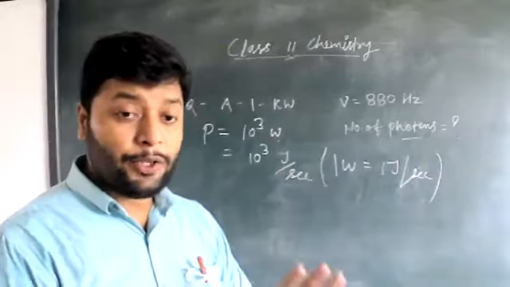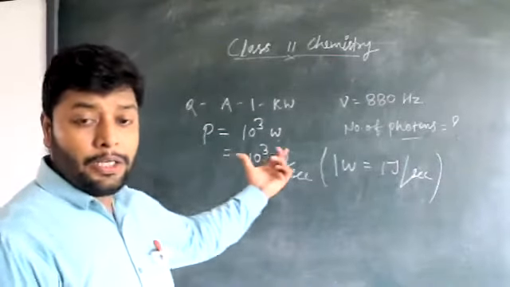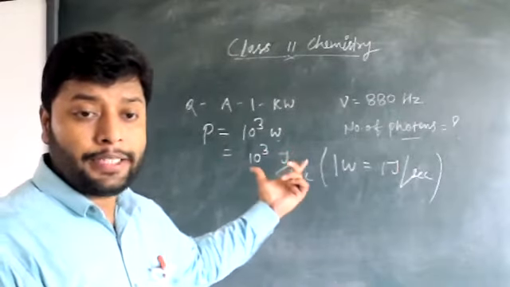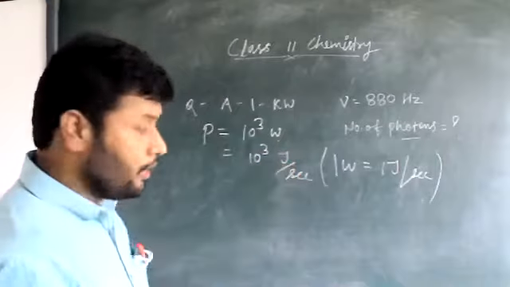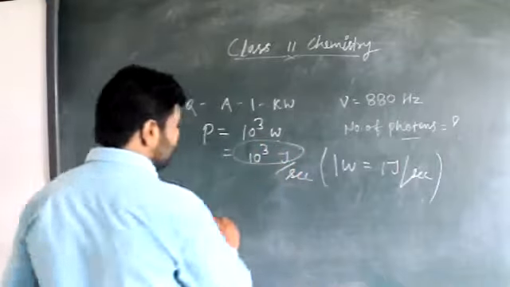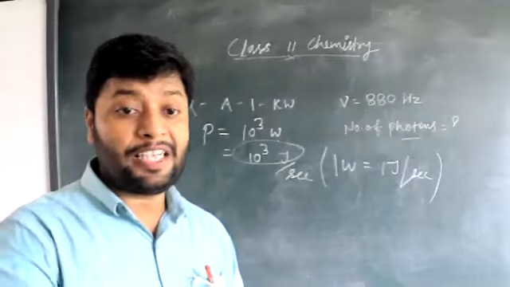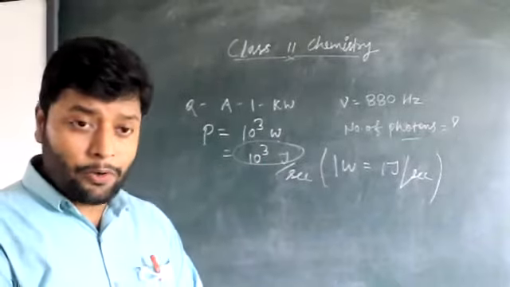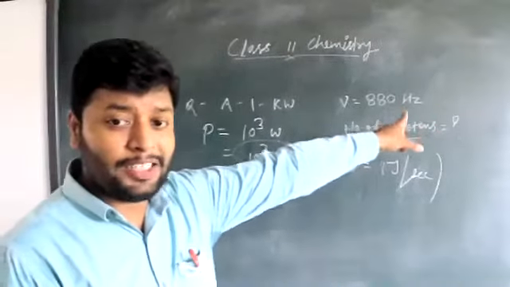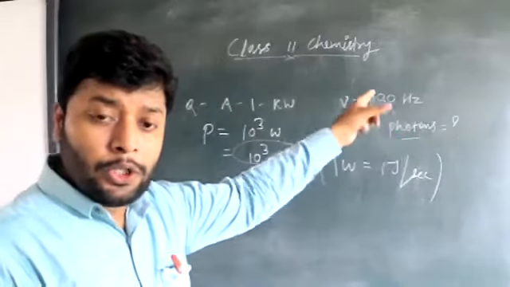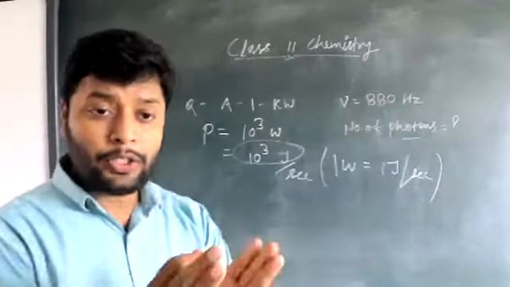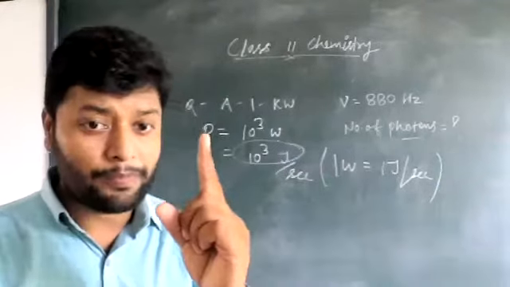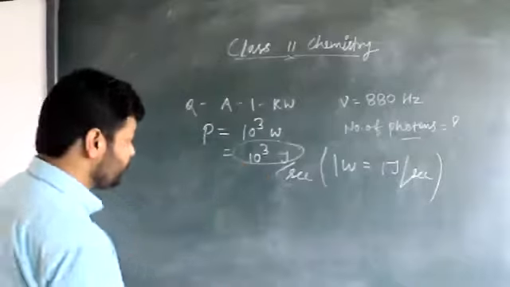So with the help of the power, now you have the value of energy utilized by the instrument, that is the radio here. The value of energy is 10 to the power 3 joule per second. This is the amount of energy utilized by the instrument. Now, what to do? You have a frequency value. With the help of this frequency, first calculate the energy of one photon.